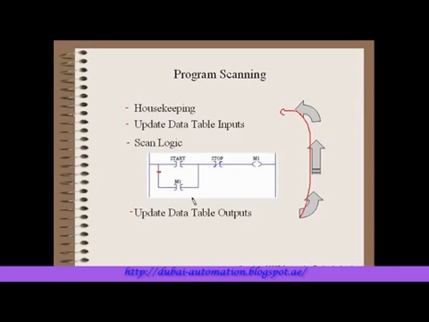PLC program scans are very quick. You will see them on the order of milliseconds and microseconds. So we're looking at information that's being processed very quickly, and it obviously has to be able to monitor relays and to monitor encoders and other fast-acting devices out in the field.